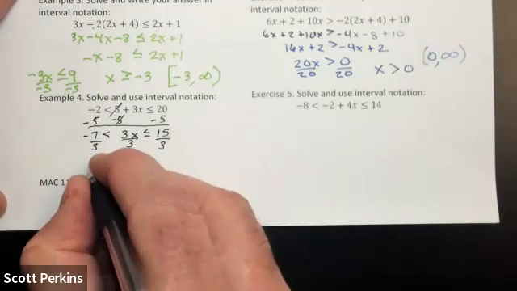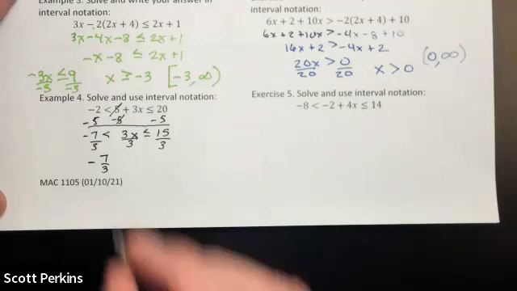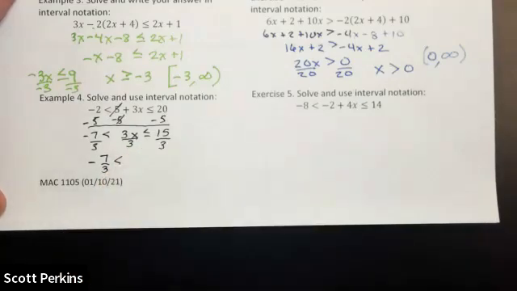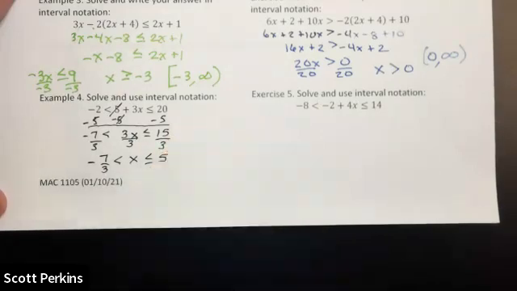The lower bound of this is -7/3. I did not divide by a negative, so I'm going to leave my inequality signs the way they are. In the middle, I've got my x. And then on the right, 15 divided by 3, that is 5.